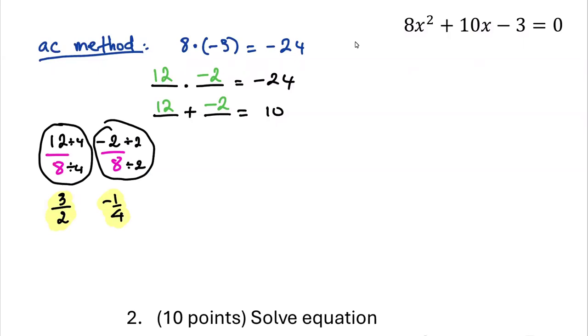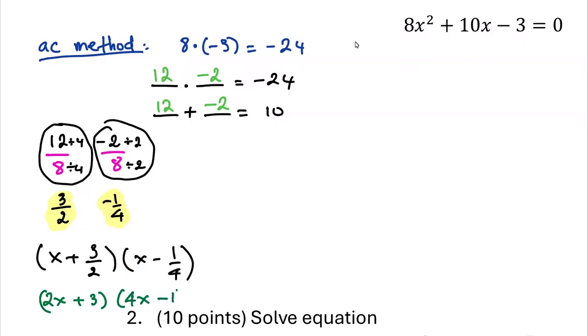I can put them into the factoring right now. So that will be x plus 3 over 2 times x minus 1 over 4. And with factoring, they don't allow me to have the fractions. So I have to move the 2 up here and make that to be 2x plus 3. The 4 right here, I move it up and I get 4x minus 1. So that is a complete factoring.